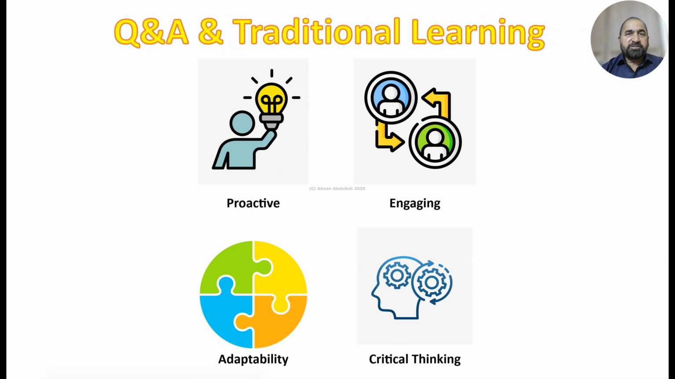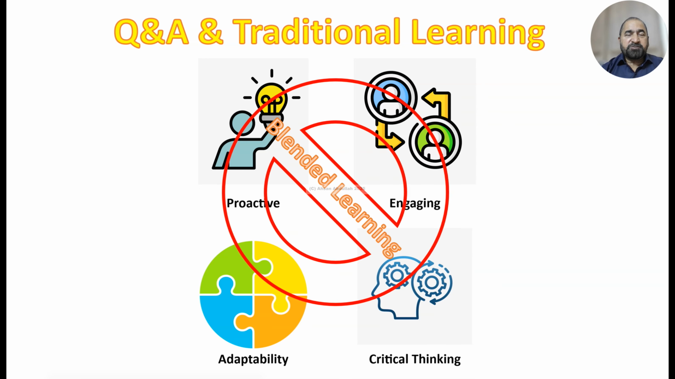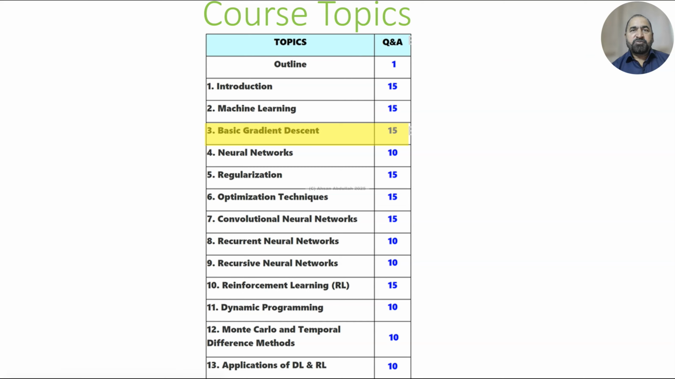So there are basically two learning approaches. One is the traditional learning approach, which is slides based and which has its own limitations. And then there is the Q&A, question and answer based learning approach, which is proactive, engaging, very adaptable, and very thought provoking also. And of course, the traditional approach has a lot of details. So the approach which has been followed is a blended approach, or blended learning, that is making the best use of both approaches.